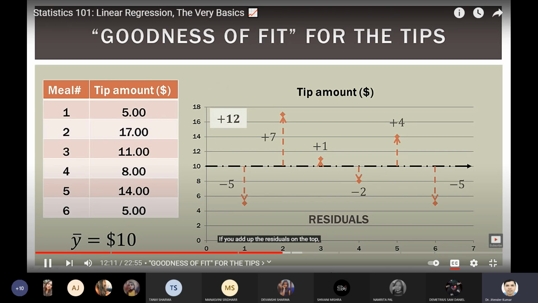Now you notice a few more things here. If you add up the residuals on the top, just above the line, 7 plus 1 plus 4, that's 12. Add up the residuals below the line, 5, 2, and 5, well, that's -12. So the residuals always add up to 0. And that's another important concept to keep in mind as we go forward.